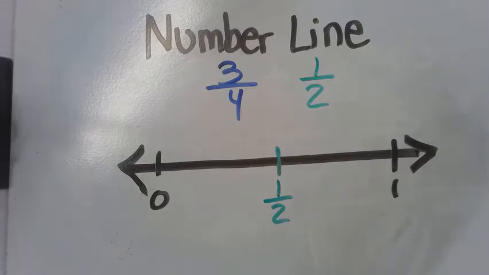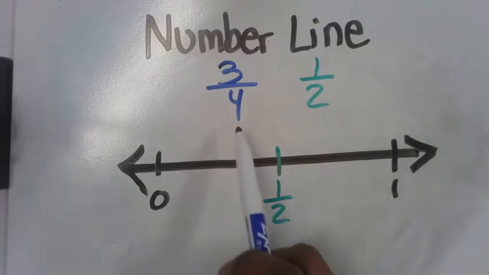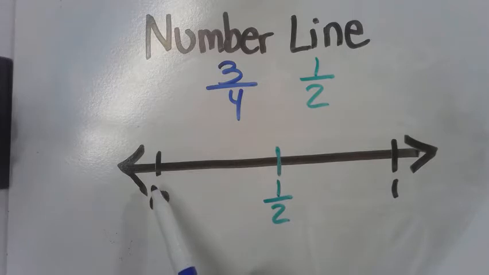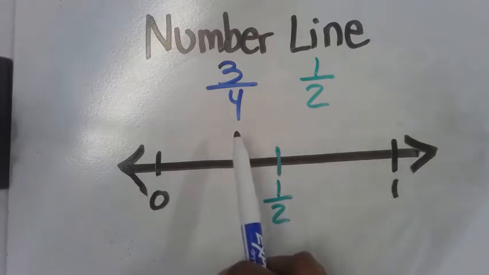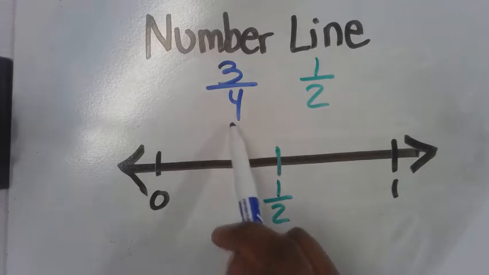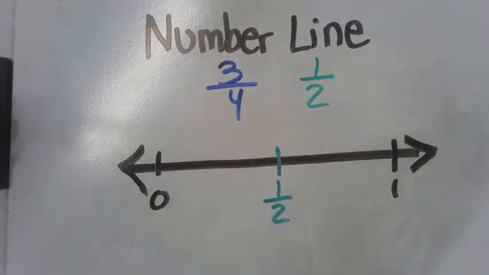All right, so let's look at 3/4. 3/4 should have four jumps in between 0 and 1. I need to split this up into four equal parts, meaning that there will be three lines. Because remember, when we divide wholes into a certain amount of parts, we only need one less line than what is in the denominator. So let's try and make fourths.